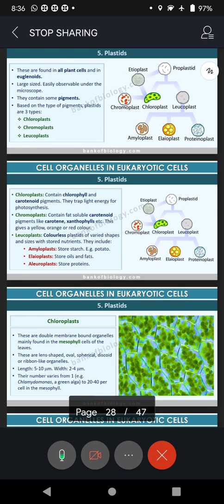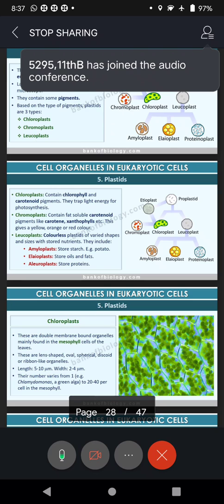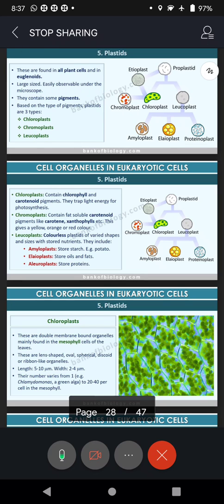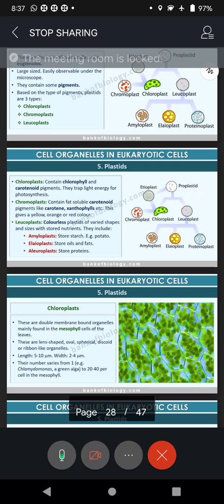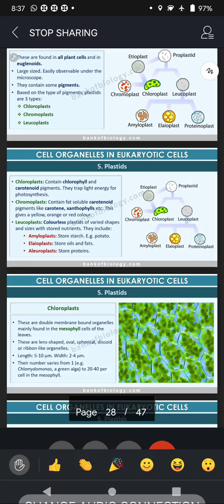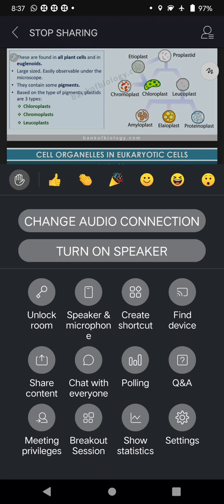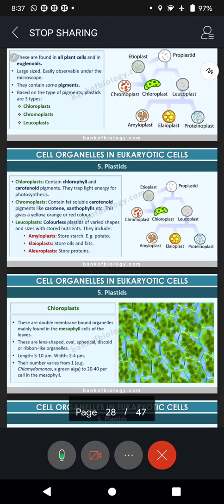And the second one is chromoplast. It is responsible for varieties of colors like yellow color, brown color, red color, orange color. These are all because of chromoplast. And the third one is leucoplast. It is colorless. Out of the 3 plastids, leucoplast is colorless. And if it is colorless, what does it do? It makes the food be stored. So it is a storage organ. Just like our food will be stored in the stomach, like that, leucoplast will store the food material, right?